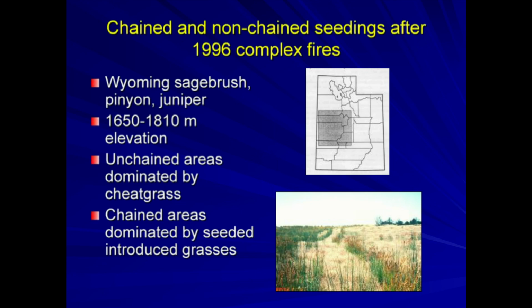Now, the mix was mainly introduced species. The Fillmore Field Office is often seeded with mainly introduced species: crested wheatgrass, tall wheatgrass, intermediate, pubescent. Maybe they'll throw in a little bluebunch, but it's mainly introduced grasses. The unchained areas were dominated by cheatgrass, and the chained areas after seeding were dominated by seeded introduced species. You have to bury the seed, like we've been teaching range students for years, or you'll get limited success.